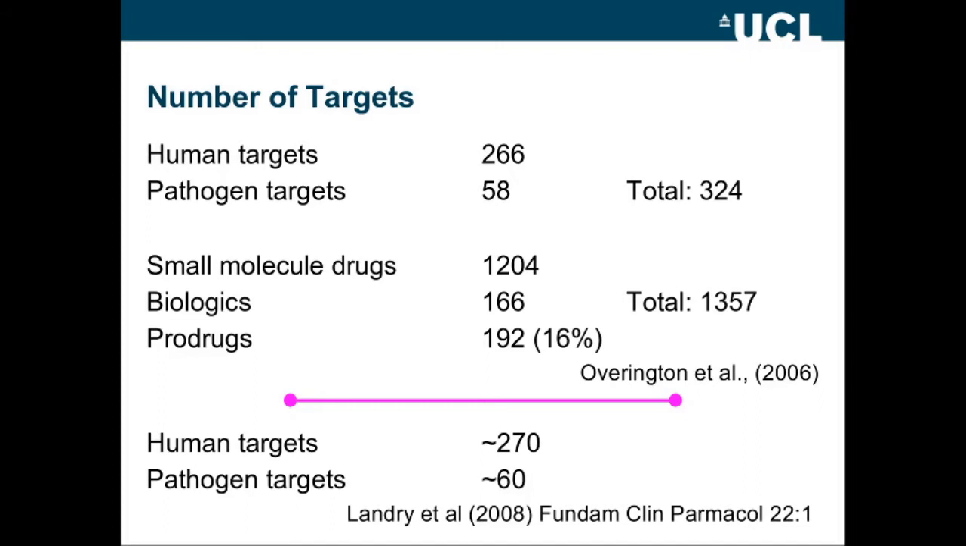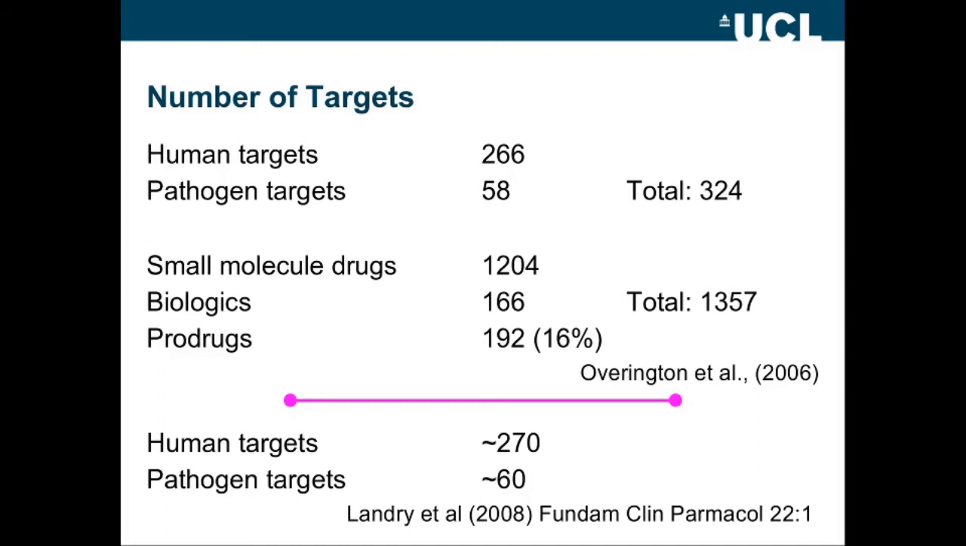Looking back at the Overington paper that you will have a look at later, and looking at the detail of this, it turns out in fact that of those 324 targets that were in that paper, in fact only 266 of those are human and 58 are from pathogens. So actually we're only using 266. This, of course, was in 2006. We're only using 266 human targets out of 60,000 possibilities.